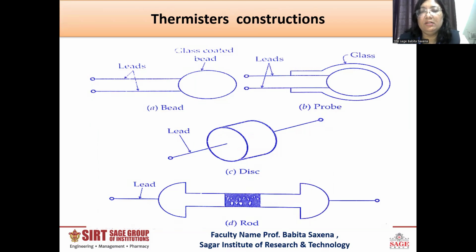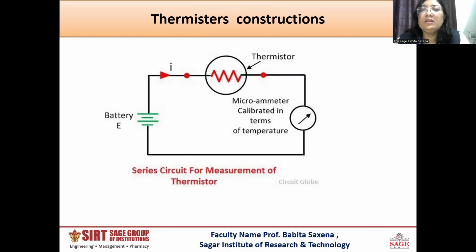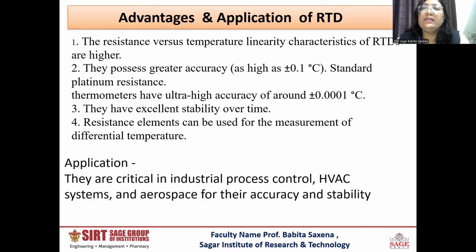Thermistor uses a semiconductor material as a sensing element. The semiconductor's resistance decreases as the temperature increases. These devices can be small because the semiconductor can be as small as possible. This is the circuit diagram for the measurement of thermistor, and these are the advantages and applications of RTD.